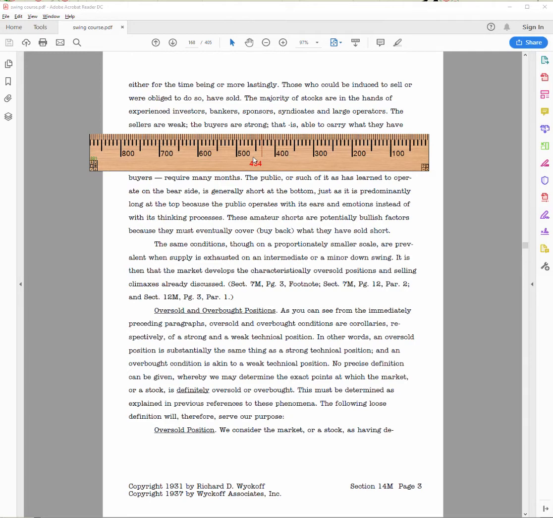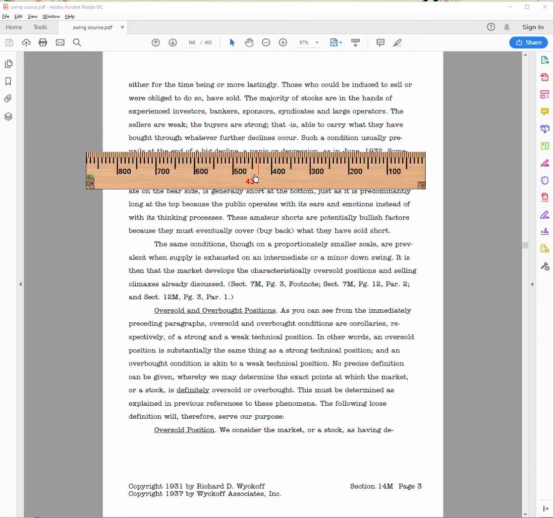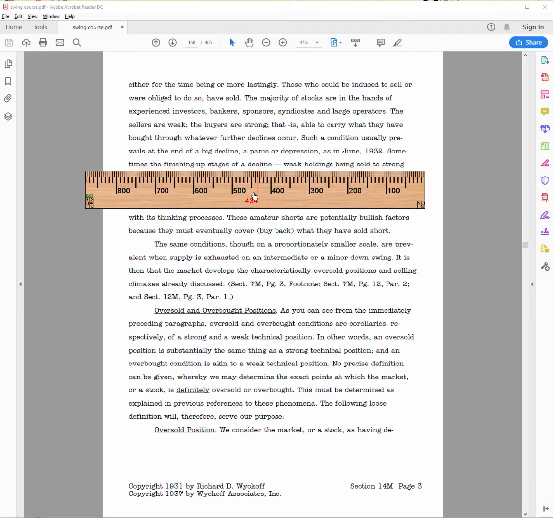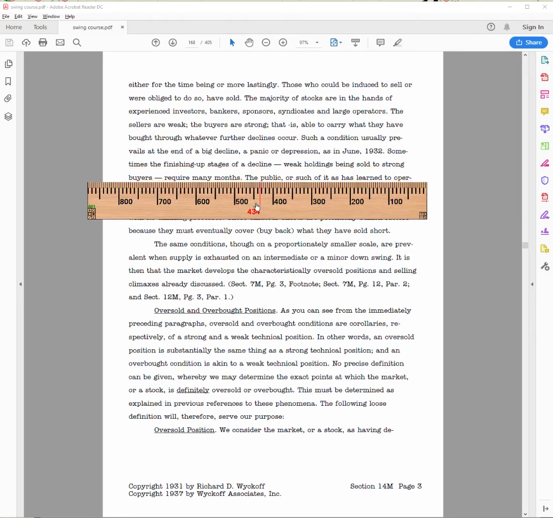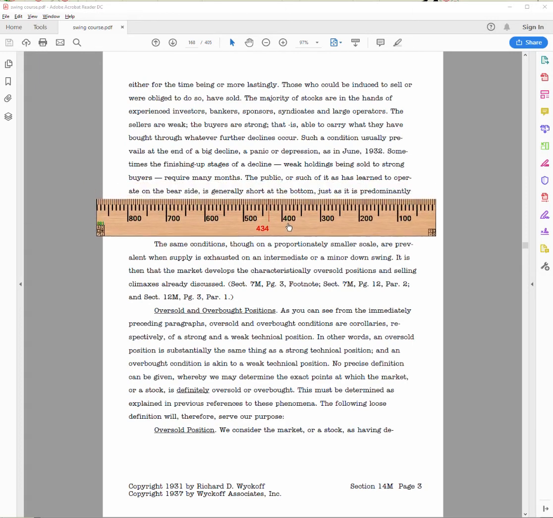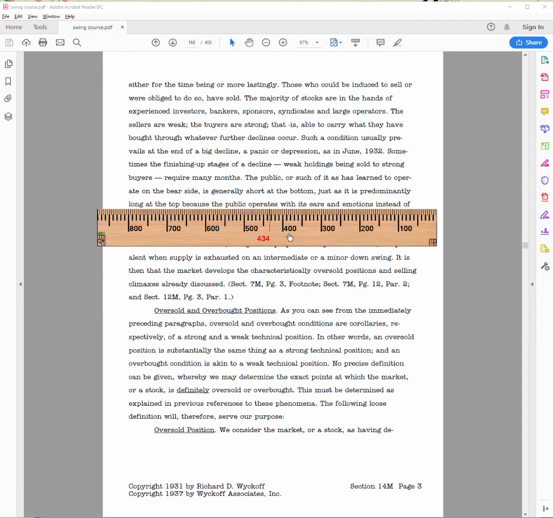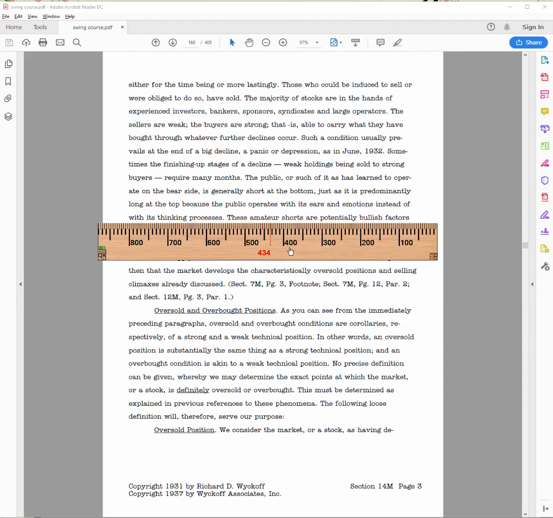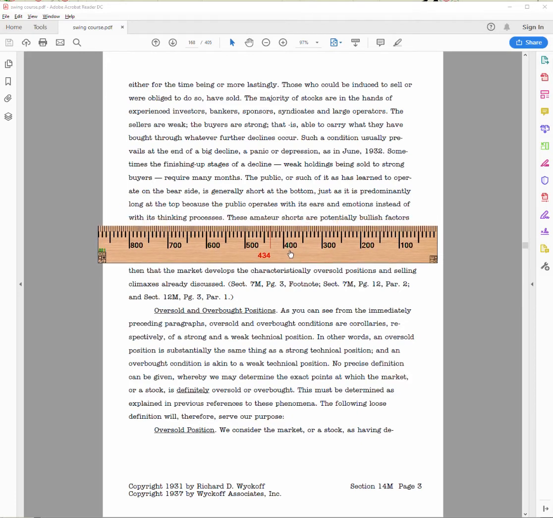On top of rallies, bottom of rallies, and then on top of trends. Such a condition usually prevails at the end of a big decline, a panic, or depression, sometimes finishing up stages of a decline, weak holdings being sold to strong buyers. It requires many months. The public, unless it has learned to operate on the bear side, is generally short at the bottom, just as predominantly long at the top, because the public operates with its ears and emotions instead of with its thinking process.